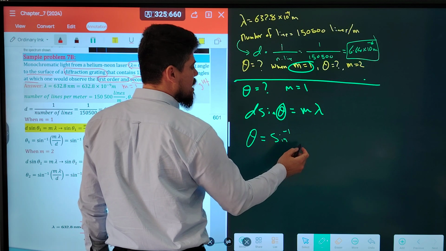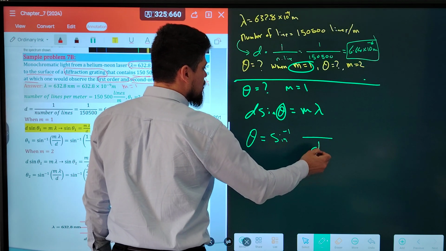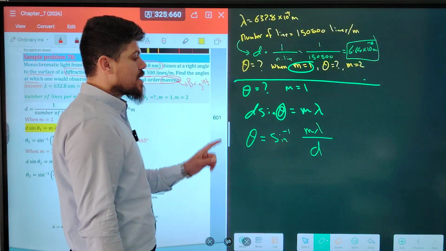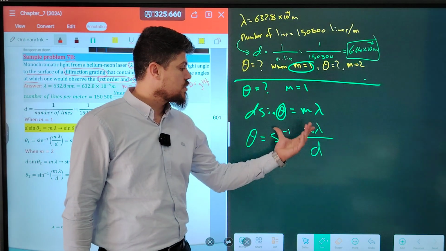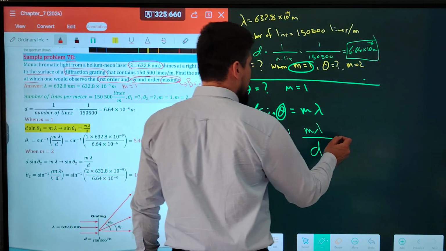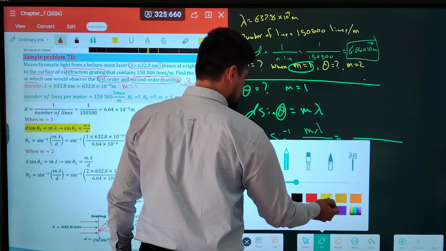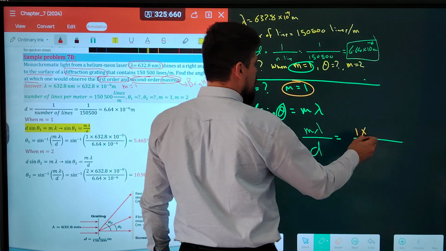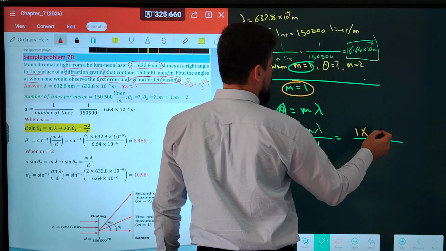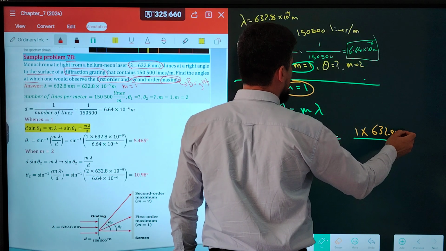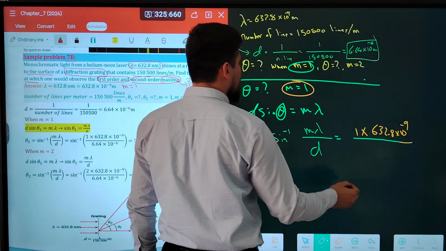This sine becomes sine inverse, and this d goes down. m lambda remains here. Just rearrange. When theta is unknown, you have to rearrange the equation like this: theta equals sine inverse of m lambda over d. Now we have everything, just replace. m, first order, is 1. Lambda was given, but we converted it: 632.8 times 10 to the power negative 9, divided by d.